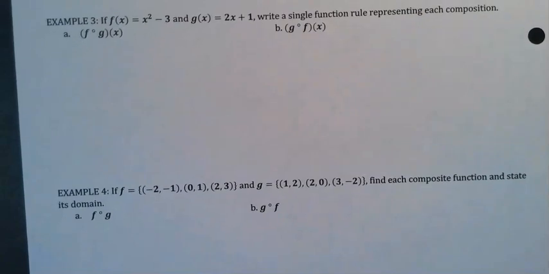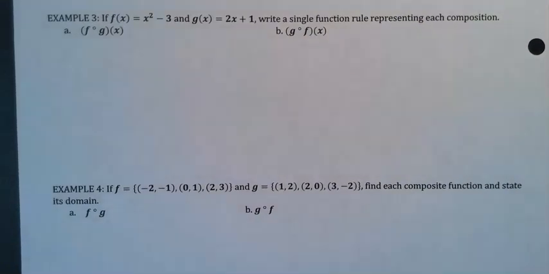Okay, let's move on down here to example 3. If f of x equals x squared minus 3 and g of x equals 2x plus 1, write a single function rule representing each composition. That may seem a little weird. What are they asking us to do? We just want to write a simplified version. Remember, this is equal to f of g of x. When it says write a single function rule, we're going to leave the variables. We're not going to put numbers in.